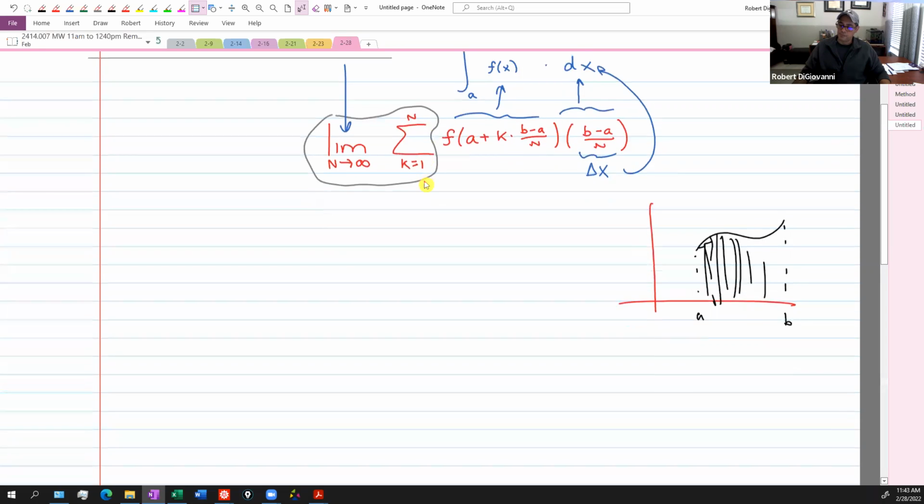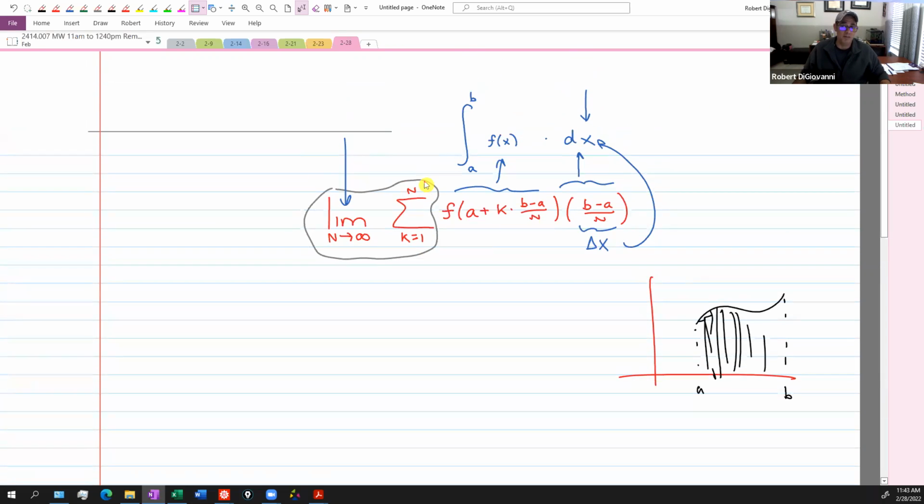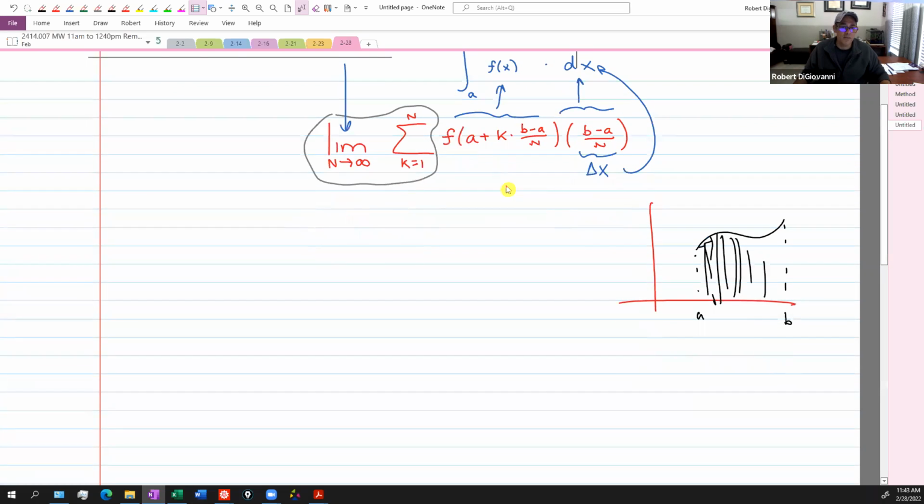Okay, now we have no idea how to actually use this. We just know what the notation means. But then comes a very important theorem, so important, in fact, that it's called the fundamental theorem of calculus.